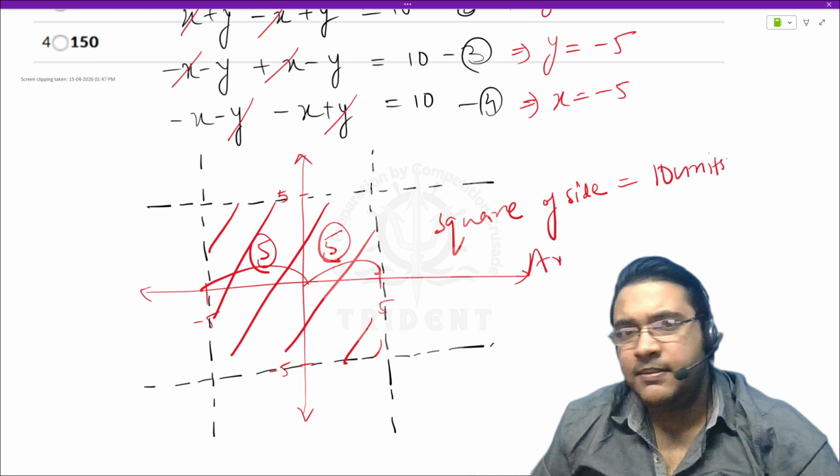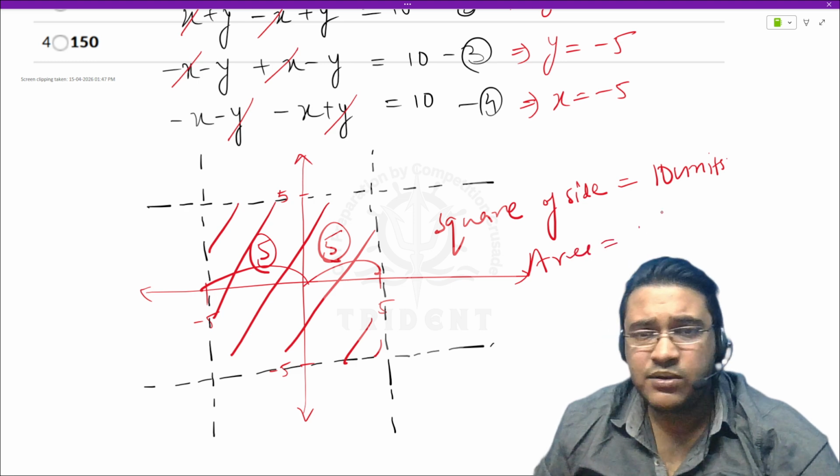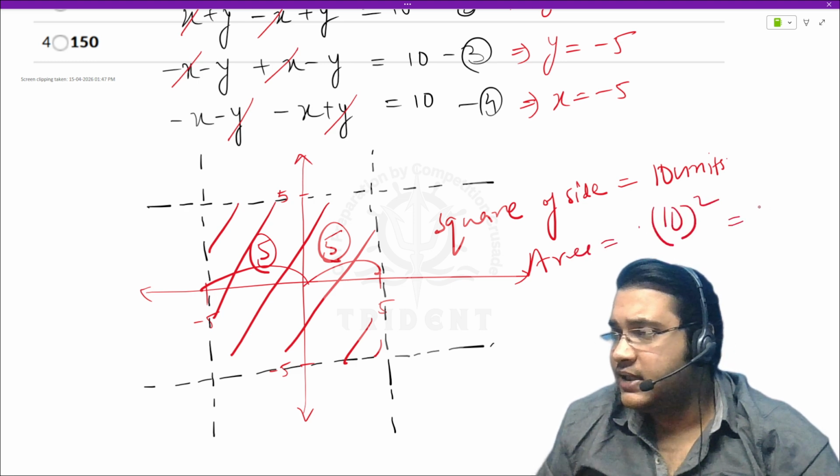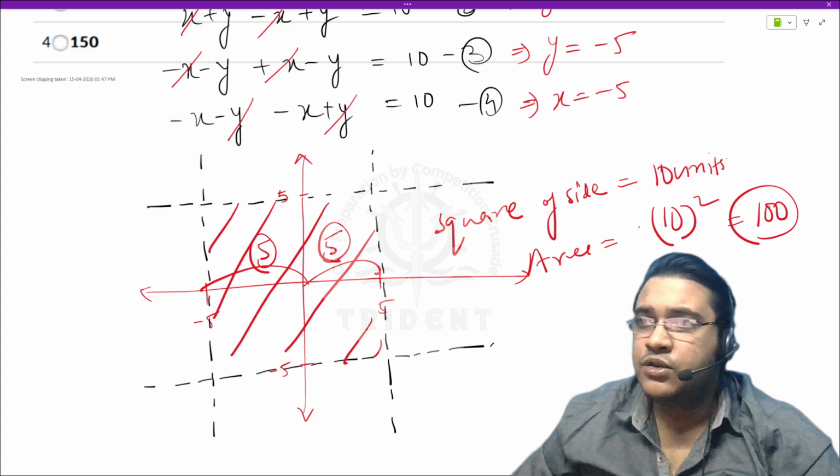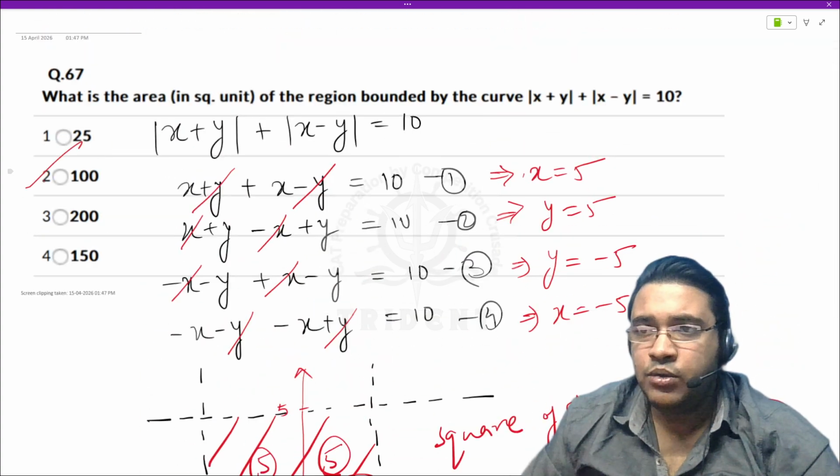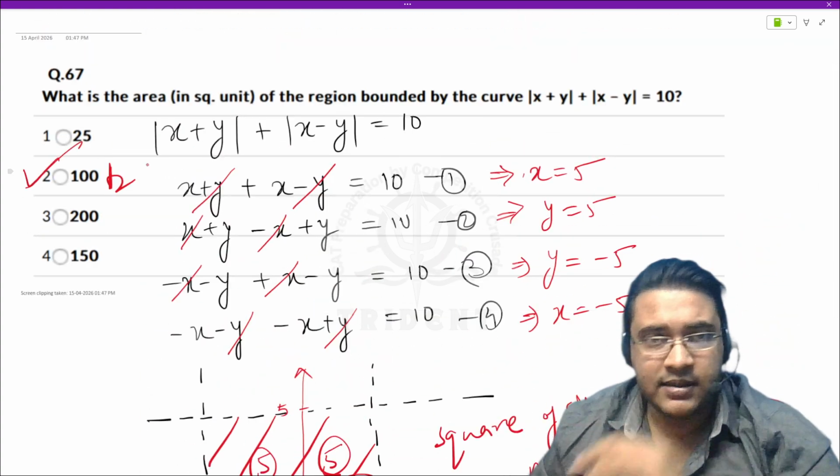So what will be the area? Side squared, that is 10 squared, that is 100. So option number 2 is my correct answer.